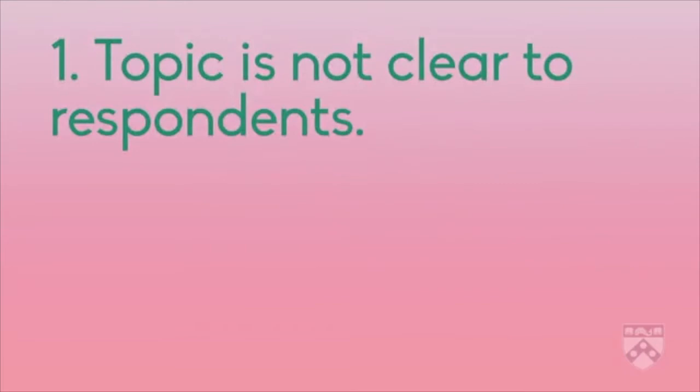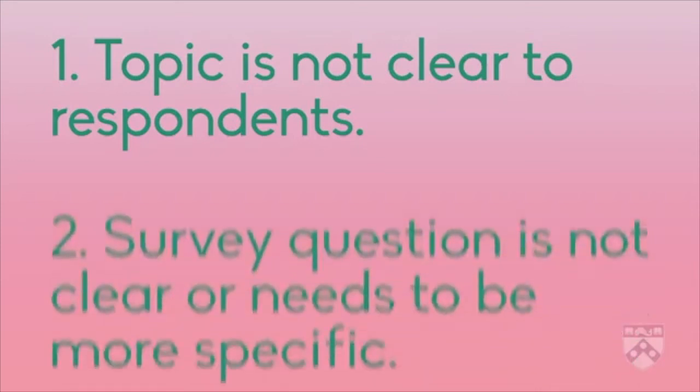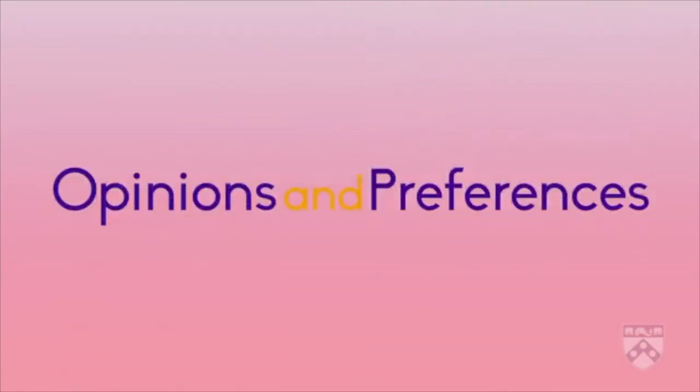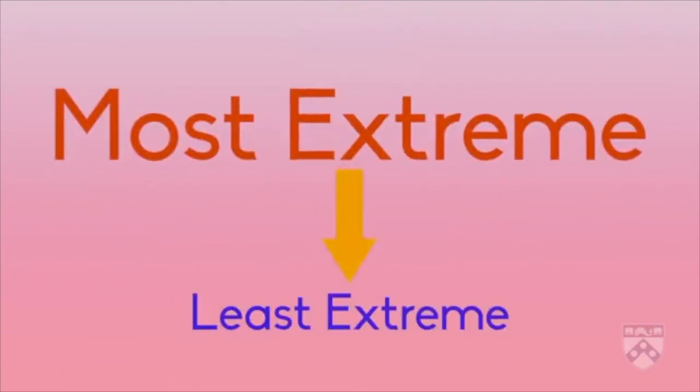First, this topic is very new for respondents and they have not yet developed clear opinions or preferences. Second, the survey question is not clear or needs to be more specific. The entrepreneur can change the question to improve understanding and be more specific. However, there isn't much an entrepreneur can do if respondents do not have opinions and preferences. Once entrepreneurs have analyzed the data from Part 3 and Part 2, they group the survey results into most extreme to least extreme.